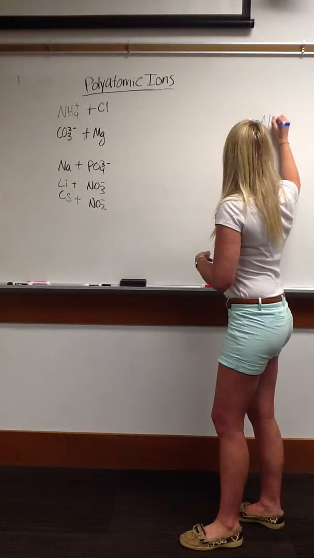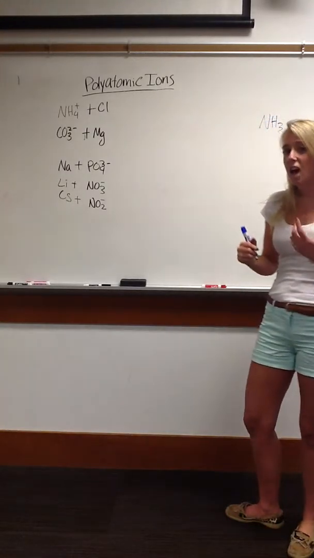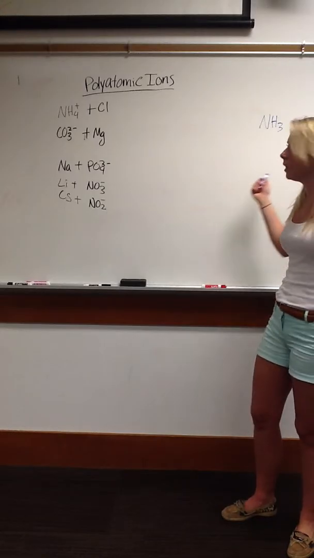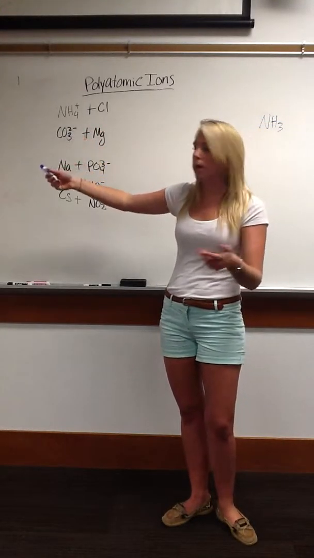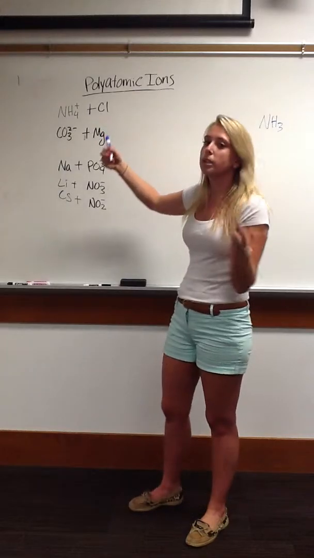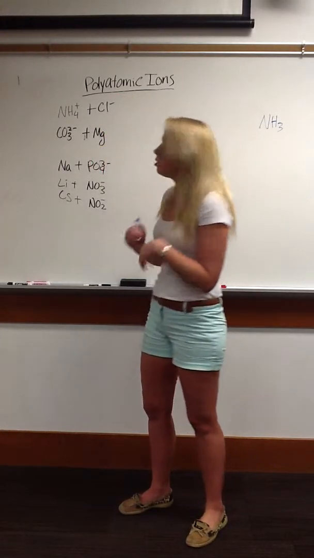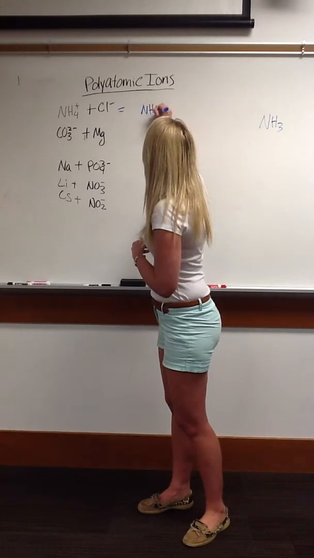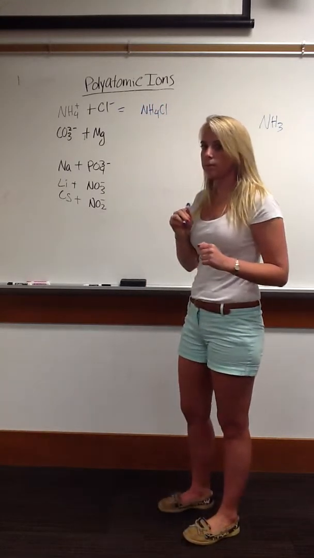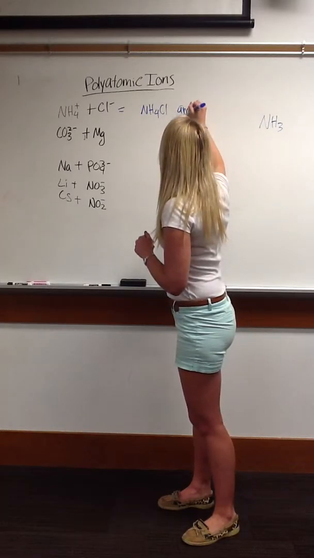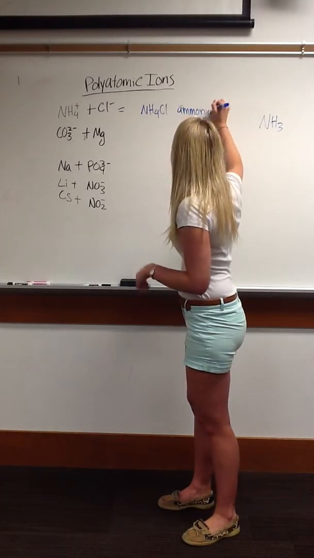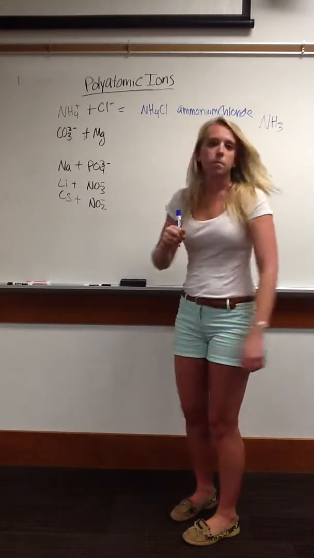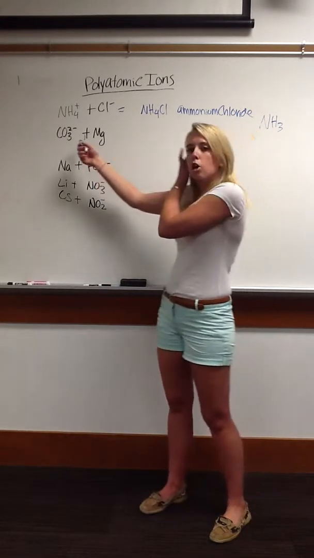NH3 is actually ammonia. So ammonia, which is like the compound you use when you clean, versus ammonium, which is an ion. And chloride, right, or chlorine. Chlorine has a -1 charge. So when these go together, they're just going to be NH4Cl, and it's going to be ammonium chloride.